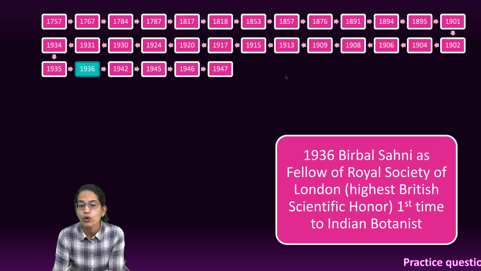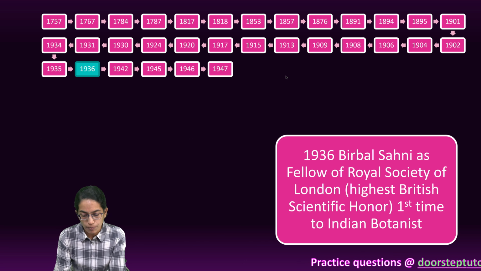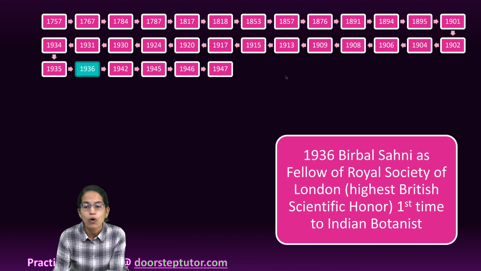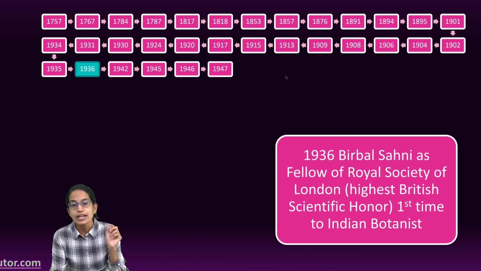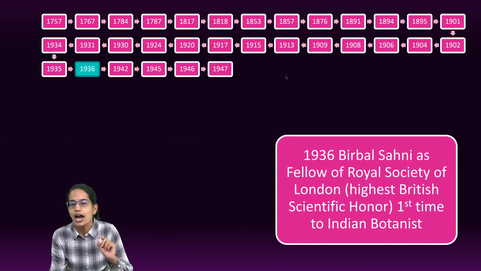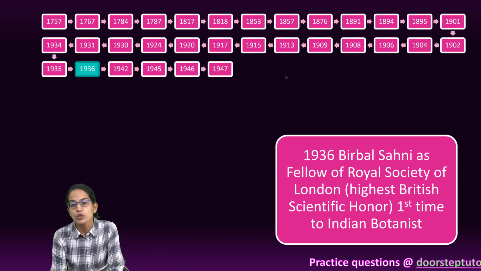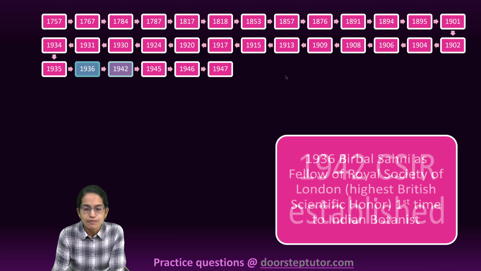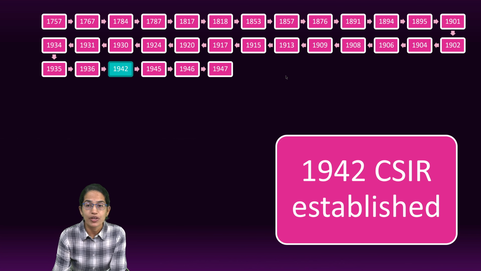In 1936, Birbal Sahni was given the title. Birbal Sahni was a paleobotanist, and his father was Ruchi Ram Sahni. Birbal Sahni was given the title of Fellow of the Royal Society of London. At the Royal Society of London, the title of Fellow is the highest British scientific honour, and it was given for the first ever time to an Indian botanist. So the works of Birbal Sahni were highly remarkable.